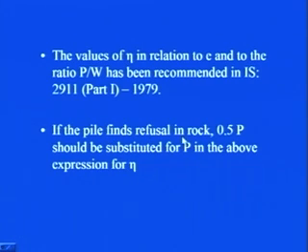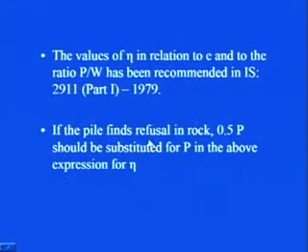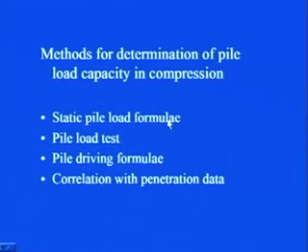If the pile finds refusal in rock, 0.5 times P should be substituted for P in the above expression for eta. So, whatever is the expression that has been used in IS 2911, in case the pile is finding refusal in rock, you simply have to substitute 0.5 times P in place of P. That means you have to reduce the value of P, which is the weight of anvil, helmet, dolly and all other arrangements, by 50%, and then you can go ahead for determination of this value of eta as per IS code. Then this was all about how you can use this pile driving formula or dynamic pile formula as far as computing or estimating allowable load on the piles is concerned.